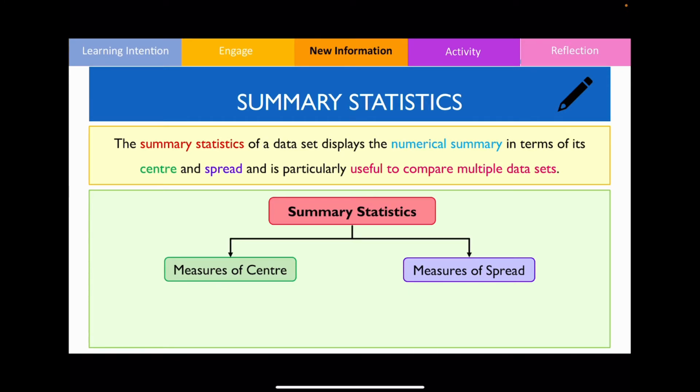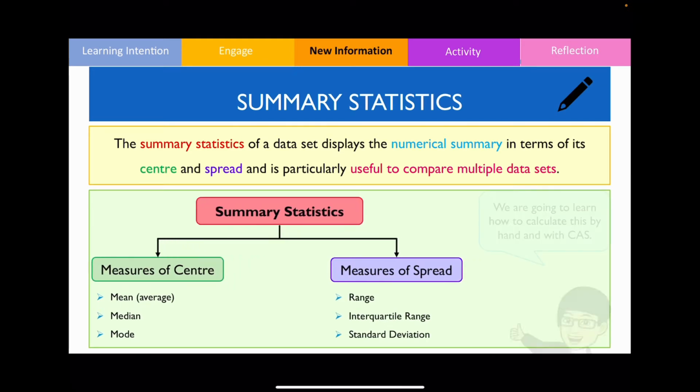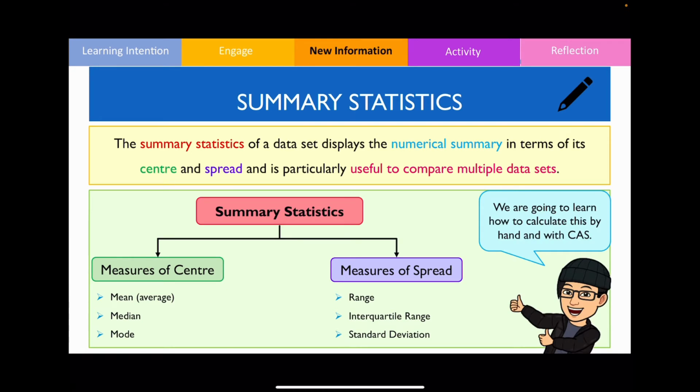If I've got the summary statistics of a dataset, this means that I know the mean, the median, the mode, and in terms of the measures of spread, I could find out what is the range, the IQR, as well as the standard deviation. And in this particular lesson, we're going to learn how we calculate all these by hand as well as using the CAS calculator.